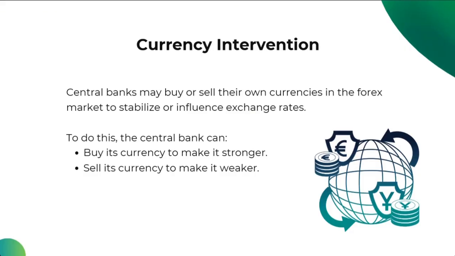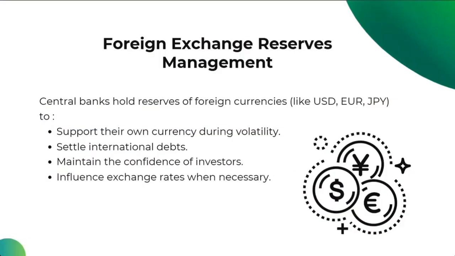All right, this is the reason that they might want to actually sell their currency to make it a little bit weaker, or even buy it to make it very strong. Now, the third point is the foreign exchange reserve management. All right, so the central bank actually holds reserves of foreign currency. For example, the Central Bank of Nigeria can hold reserves like the United States dollar, euro, Japanese yen, or the Great Britain pound.